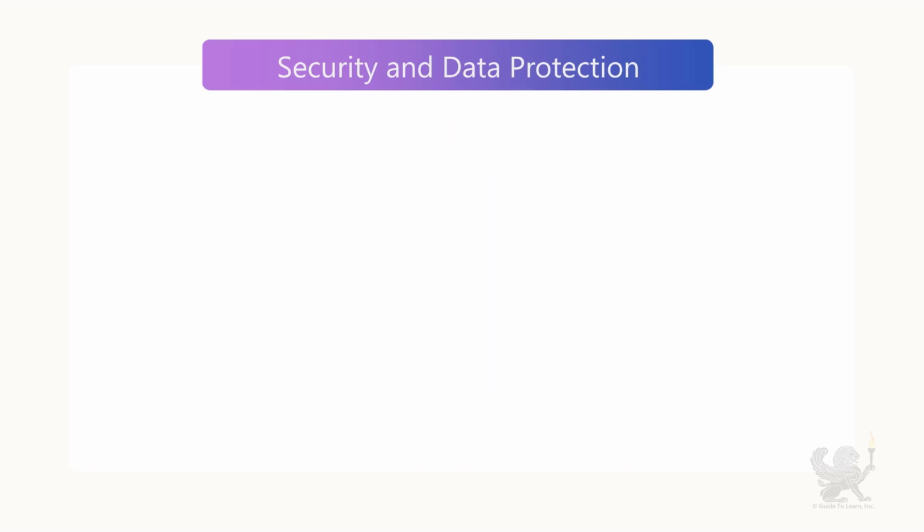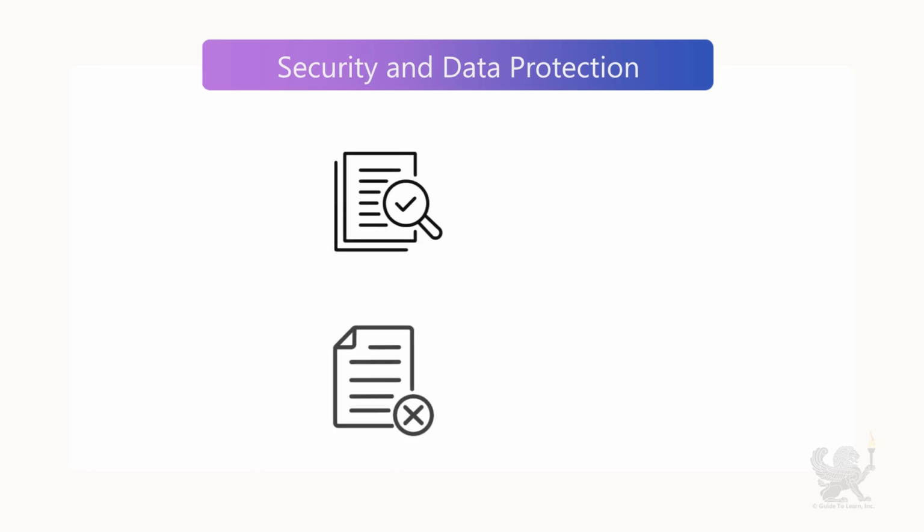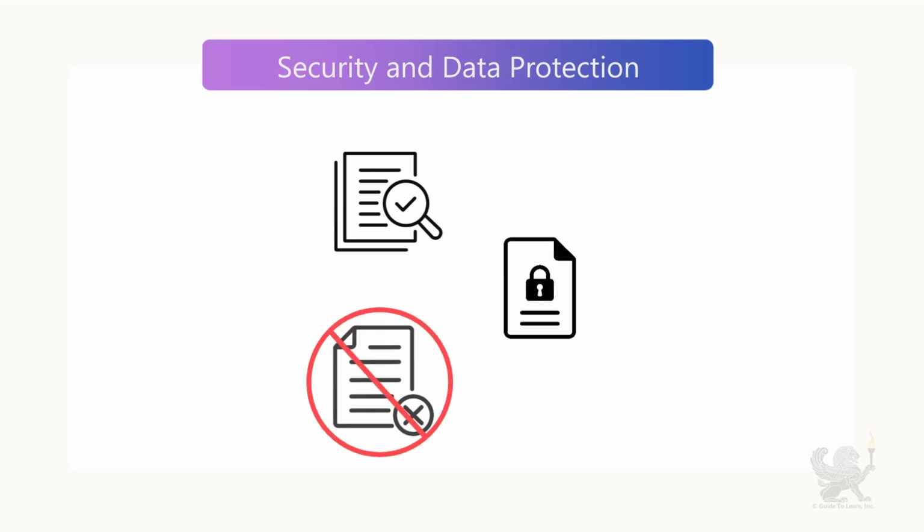Copilot also respects the same access rules Alex already works with. If she can't access a file, Copilot can't use it either. And if content is labeled as confidential, those protections still apply, even when she's using Copilot.